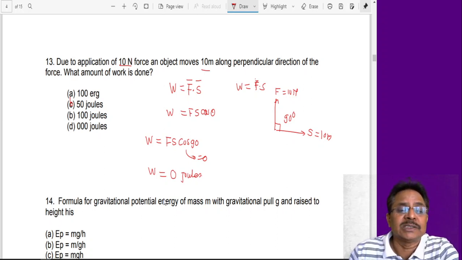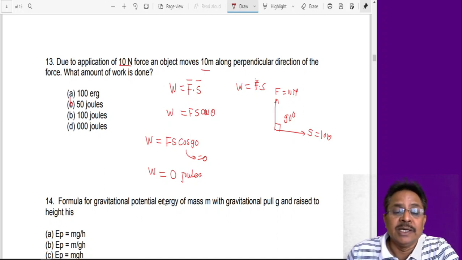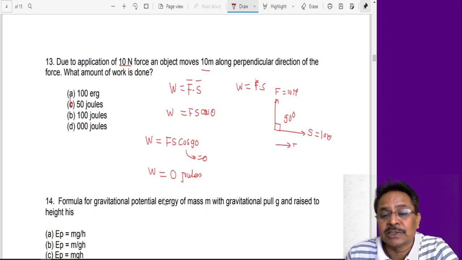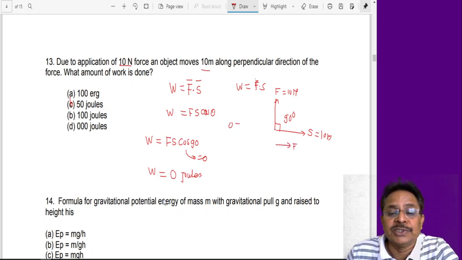So this could be the answer provided both the force as well as the displacement are in the same direction. In that case, there would have been cos of 0. That means if the force had been in the same direction, then this angle would have been 0, and cos of 0 is equal to 1. Then it would have been maximum, and W would have been equal to 100 joules.